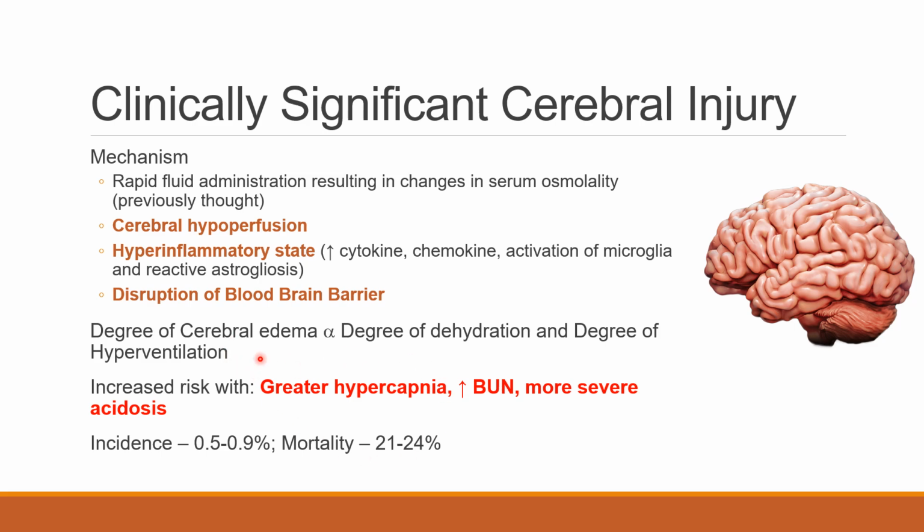Also, the higher the PCO2, there is increased risk. The higher the blood urea nitrogen, there is increased risk, and the more severe the acidosis, there will be increased risk of clinically significant cerebral injury. And the mortality is quite high, that is 21 to 24%. That means out of every 100 patients, one fourth to one fifth, that means 20 to 25 patients will die due to cerebral injury.